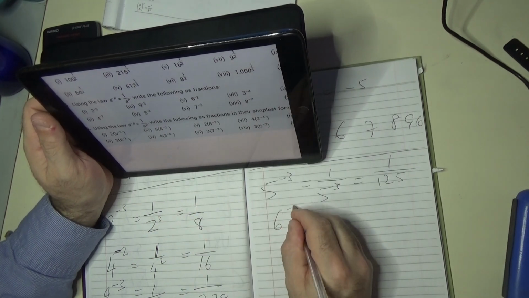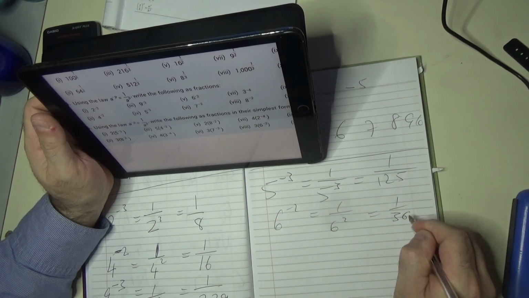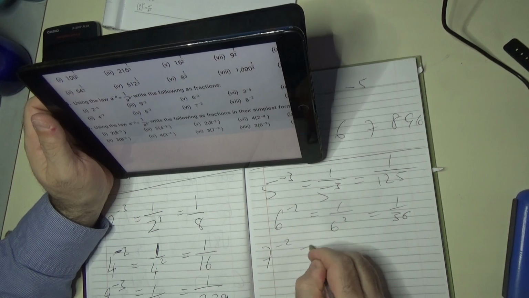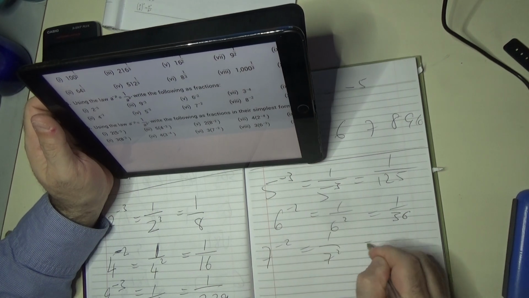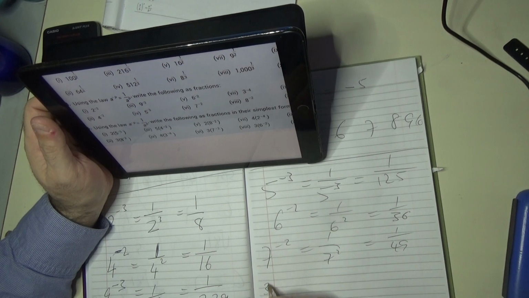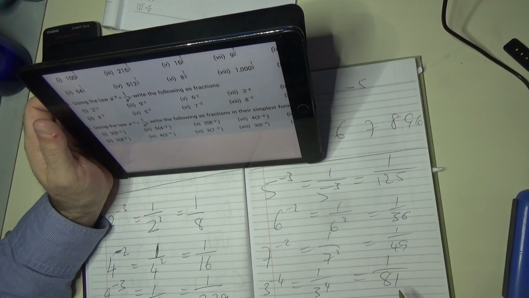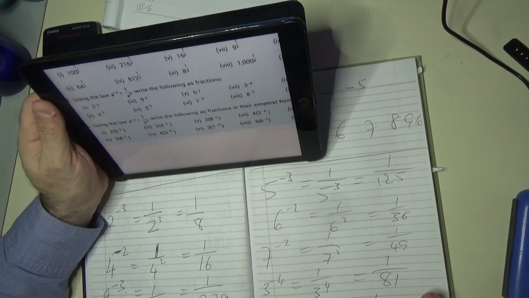Okay, 6 to the negative 2, and you can see there's a bit of repetition beginning now. 1 over 36, 7 to the negative 2, 1 over 7 squared equals 1 over 49, 3 to the negative 4 equals 1 over 3 to the 4 equals 1 over 81. 8 to the negative 2 equals 1 over 8 squared equals 1 over 64.